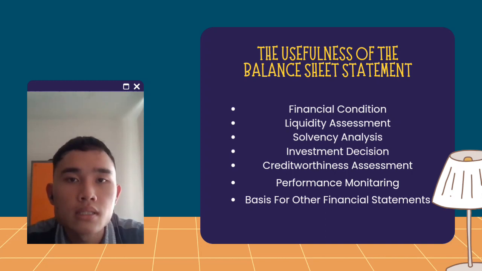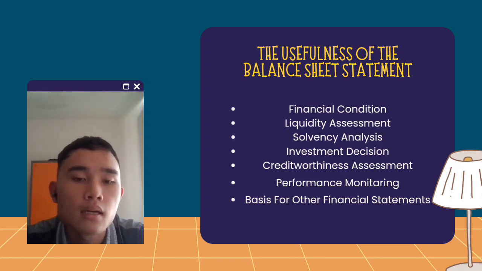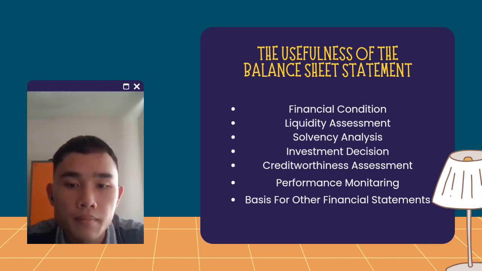My second point is liquidity assessment. By listing a company's current assets, such as cash and accounts receivable, and current liabilities, such as accounts payable and short-term debt, the balance sheet aids in the evaluation of a company's liquidity. Users can evaluate whether a company has adequate short-term assets to meet its short-term liabilities by comparing these numbers.